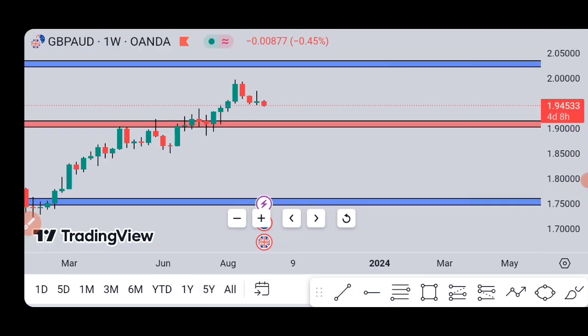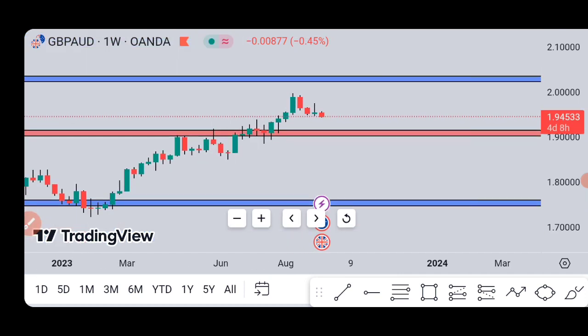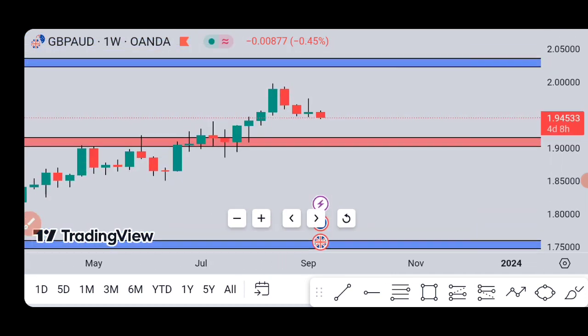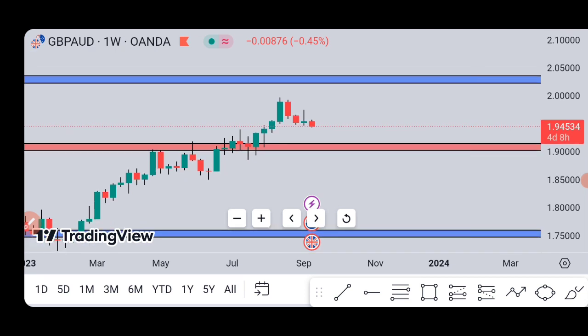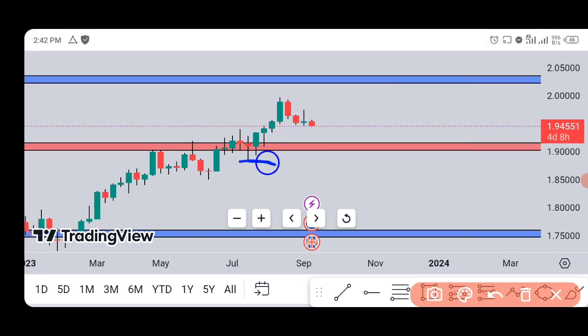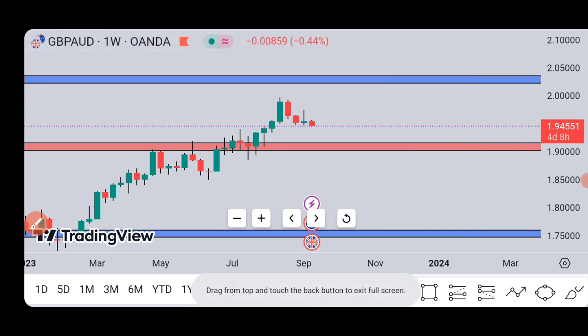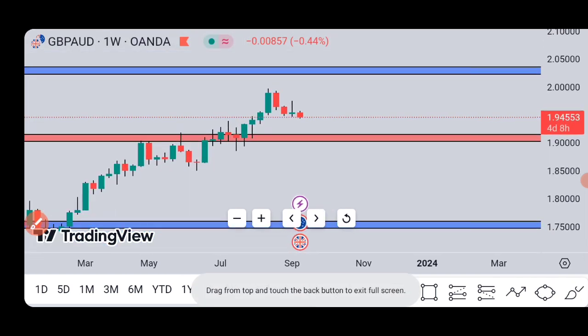So this is my weekly time frame. What I need to do is identify my previous highs and lows. This is my previous low from here, this is my high. Then on the weekly, if I draw my Fibonacci level, it lets me know where I'm expecting the market to come into before I start looking for entry.